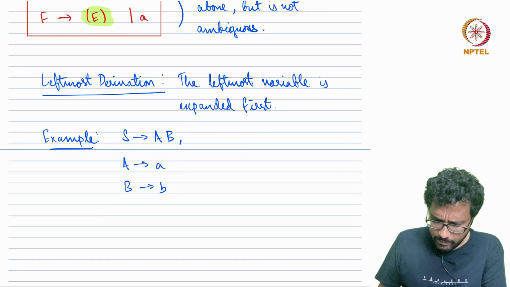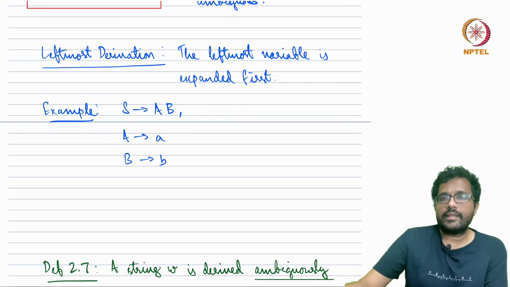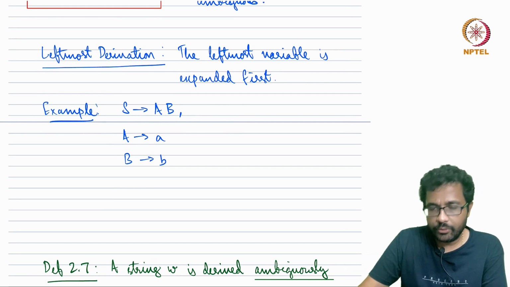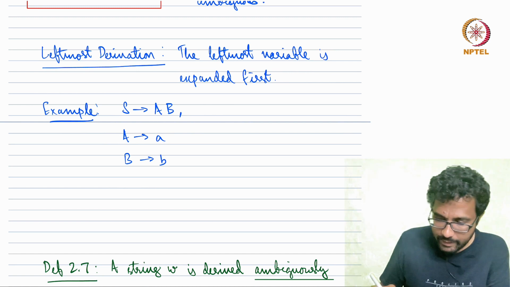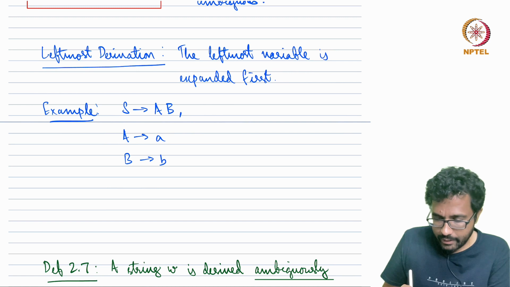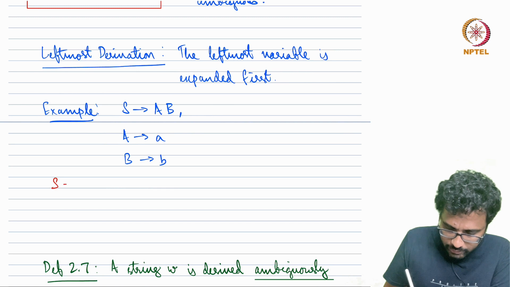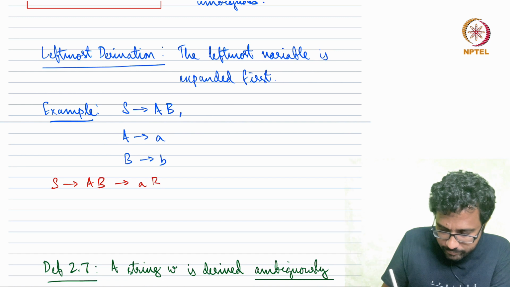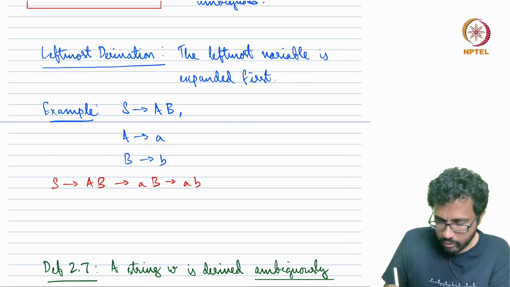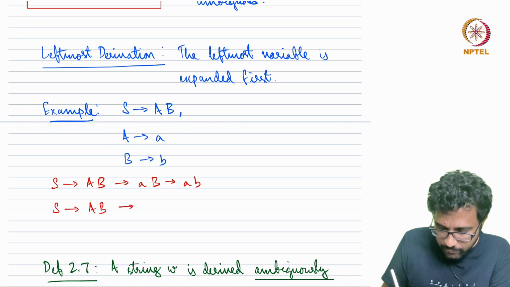So just a brief point about leftmost derivation. Leftmost derivation means you always expand the leftmost variable. Sometimes when you have a string of multiple variables, you expand the leftmost variable. So just quickly, you have a very brief grammar here. S gives AB, A gives small a, and B gives small b. So you could do this: S gives AB, you replace the A with small a, and then you replace the B with small b. Or you could replace the B first and then the A.